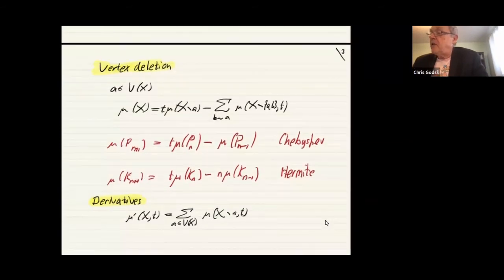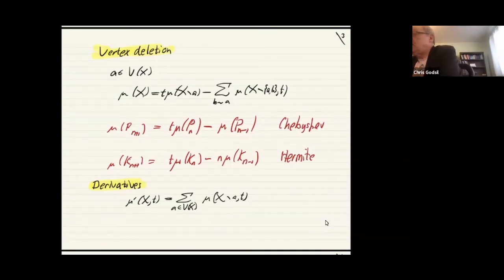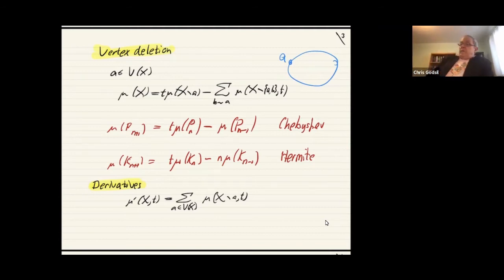Now, there's a second recurrence. We can delete vertices. In this case, we pick a graph, and I pick a vertex. I'm using A. Now let's look at the k-matchings. Again, there are k-matchings that contain the vertex A and k-matchings that don't. The k-matchings that don't contain the vertex A are easy to deal with. They're just k-matchings in X with A deleted. What about the k-matchings that do contain A? Well, we can partition them into classes according to the neighbor of A that they use.